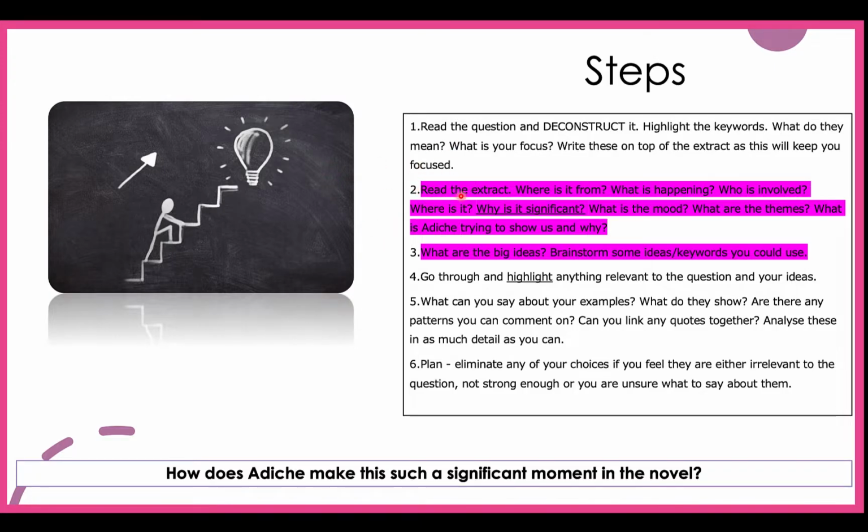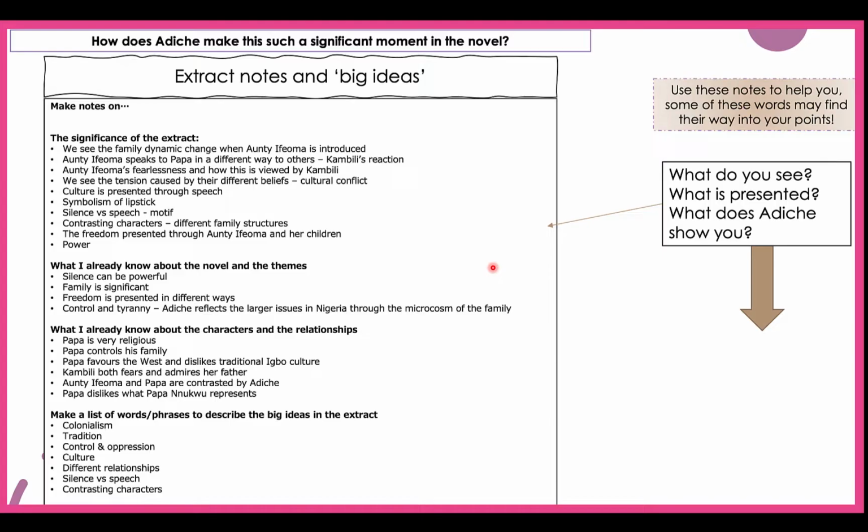Okay, so step 2 is read the extract, and then just make some notes on where it's from, what's happening, who is involved. Try and do this relatively quickly, but do have those notes down because they will guide you later on. And you can also start to identify any big ideas, any overarching themes or ideas that you see being presented in this extract. At this point, if you're at the actual real exam, you will have a very good understanding of the novel, and you will be able to look at the extract and immediately pull ideas from your memory.